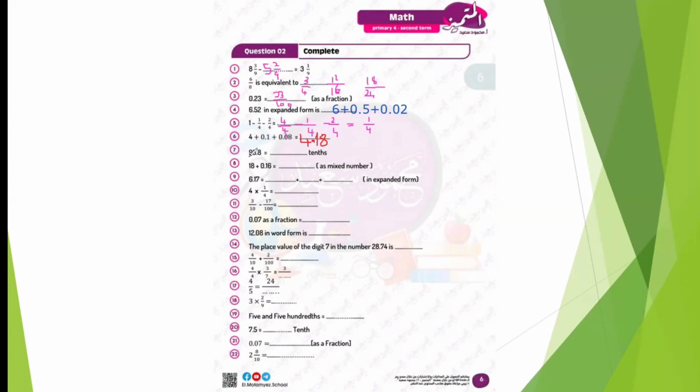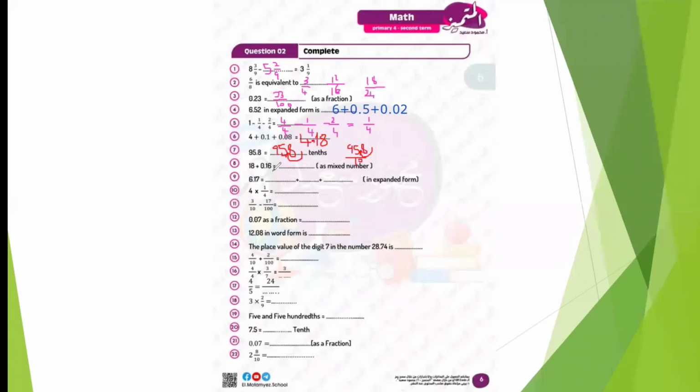Number 7, 95.8 equals how many tenths? Equals how many tenths means, what was it originally? So that means it was 958 tenths, because when I divide it, it will be 95.8. You have to check, 958 tenths means out of 10. So divide by 10, it will be 95.8.